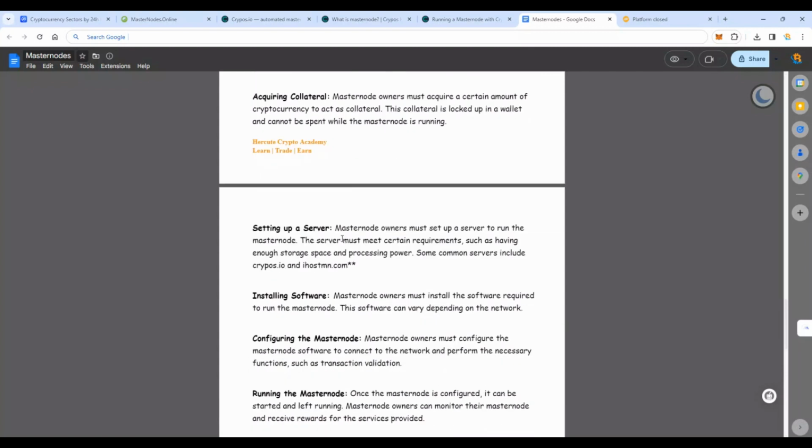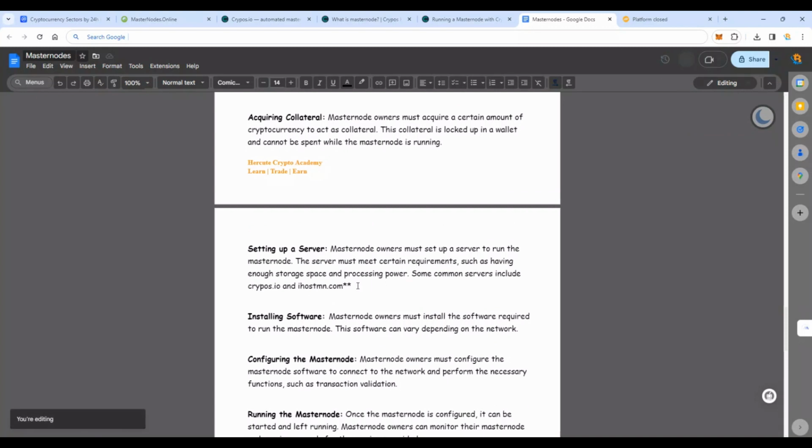Now, setting up a server. Masternode owners must set up a server to run the masternode, and the server must meet certain requirements such as having enough storage space and processing power. Some common servers include Cryptos.io and iHostman. Now this one, we are going to omit it, because like we've seen, it has actually been closed. That is why I had to put an asterisk on it.